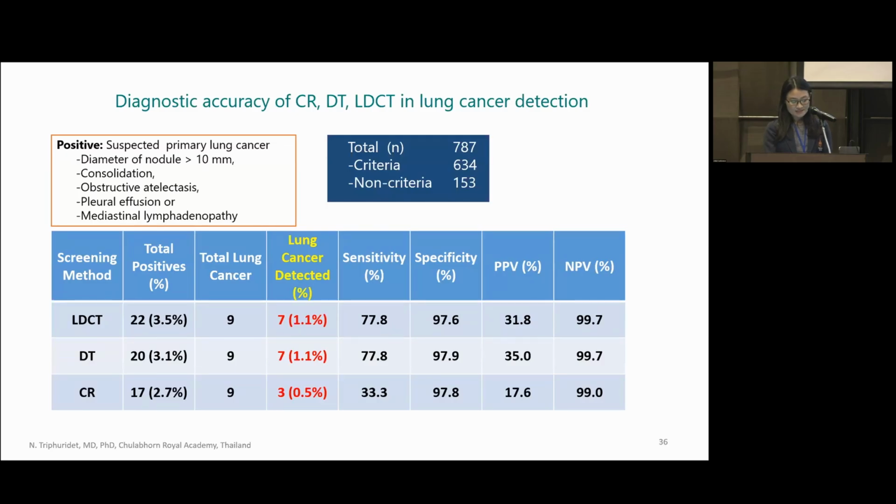And the sensitivity of low-dose CT and DT is the same, 77.8%, while chest radiography is only 33.3%, and specificity is quite good for all three. The positive predictive value of DT is a little bit higher than low-dose CT, at 35, and for low-dose CT it is 31.1, and chest X-ray is lowest at just 17.6.